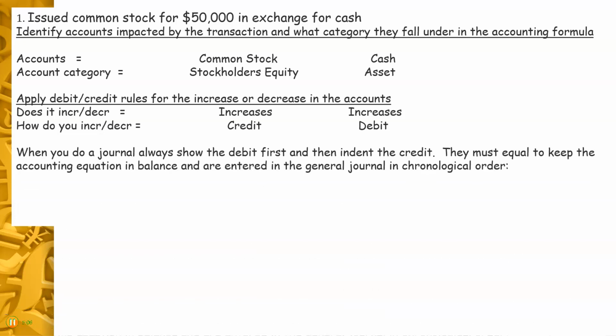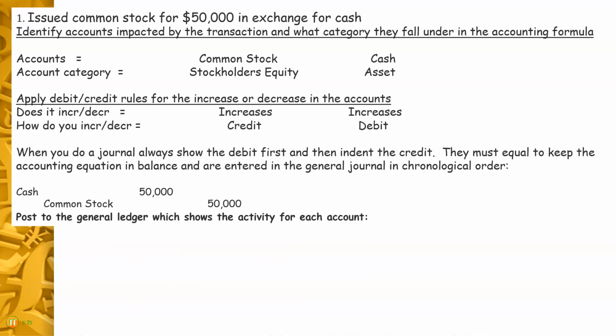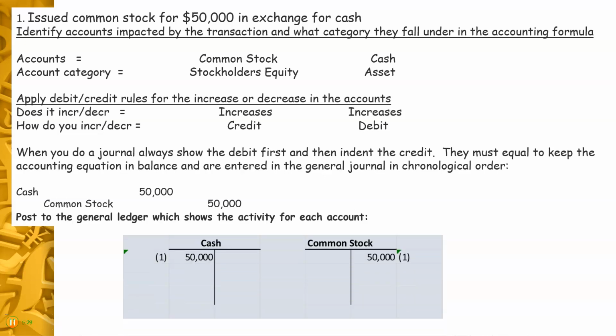When you do a journal entry, always show the debit first and then indent the credit. They must be equal to keep the accounting equation in balance, and are entered in the general journal in chronological order. So this is our first transaction. We would debit cash and credit common stock. Then we would post to the general ledger, which shows the activity for each account. We'd see cash, common stock. Now you notice it balances. There are two sides to the entry.